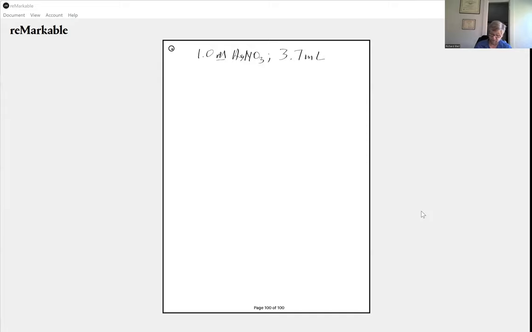3.7 milliliters of our silver nitrate and react it with copper. I want to know how many grams of silver will I get out? How many grams of silver will I get out? Well, now the calculation becomes almost trivial.